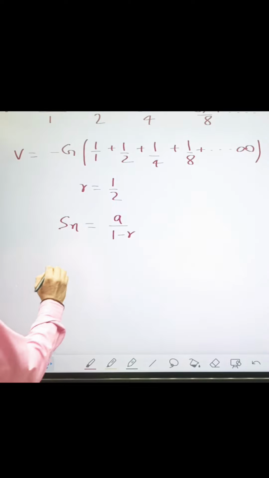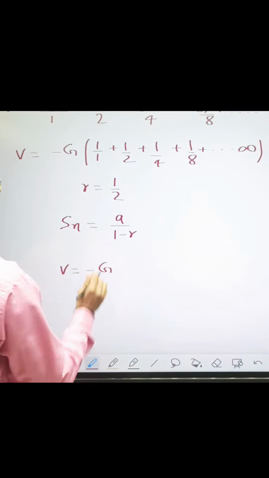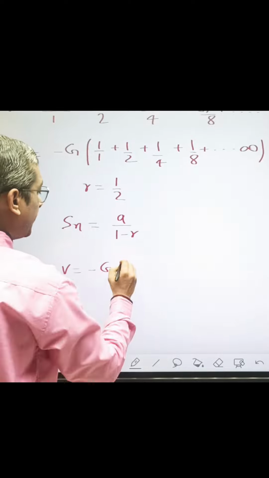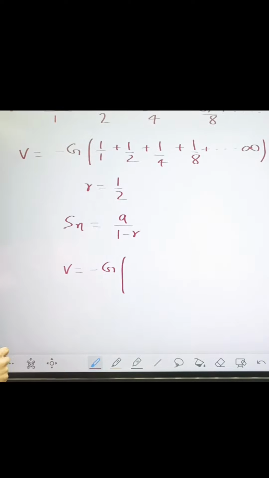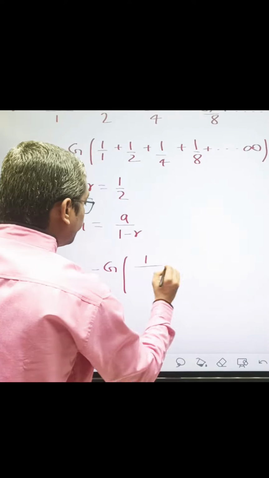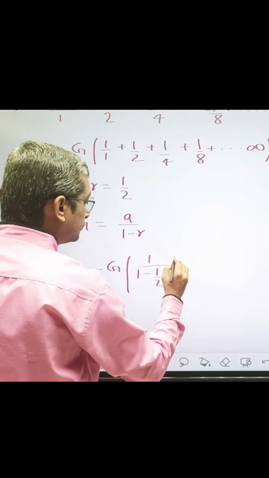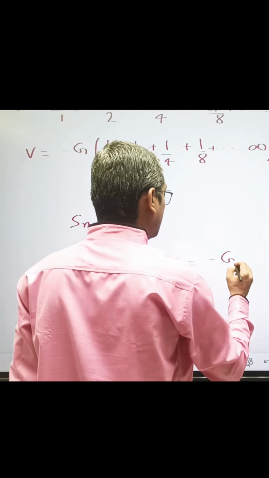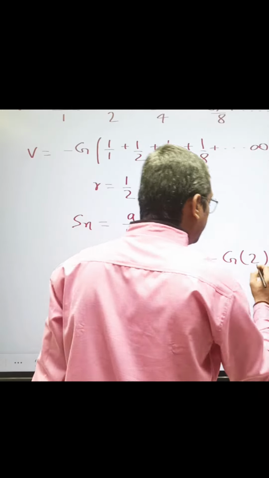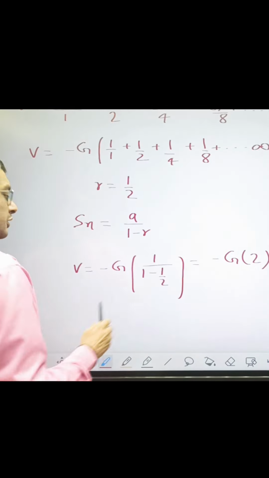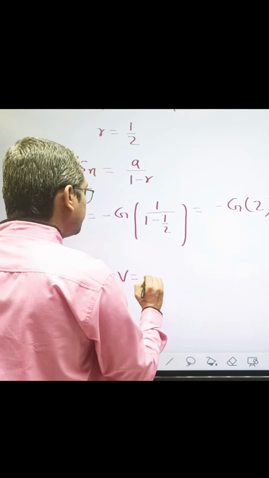So here we will get the gravitational potential as minus G, and the sum of the terms within the bracket is given by a by 1 minus r. Here a is the first term, that is 1, and 1 minus r is 1 minus 1 by 2, which is 1 by 2. So 1 divided by 1 by 2 is 2. The final answer is minus 2 G.